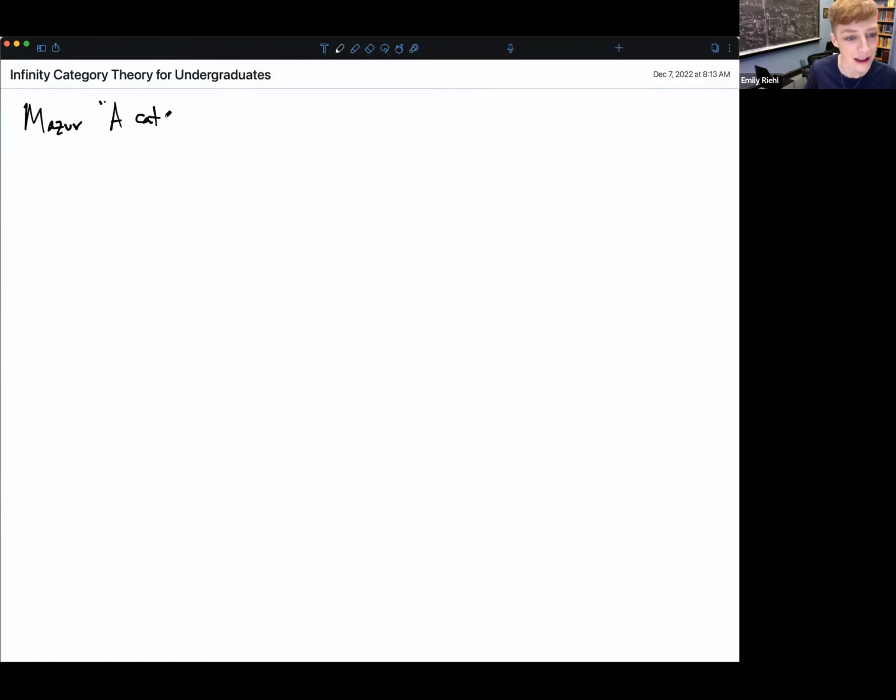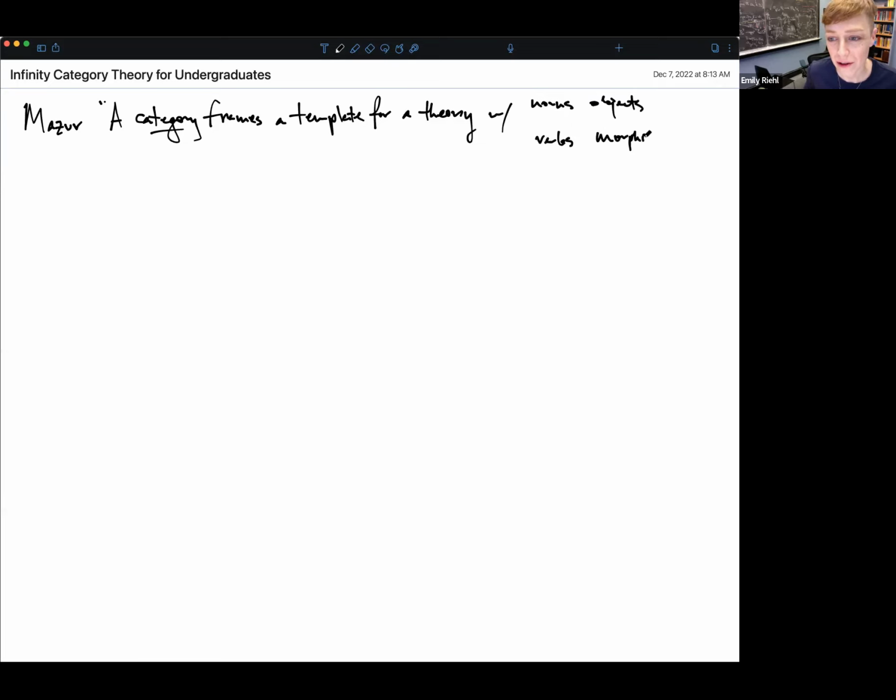So a category frames a template for a mathematical theory. Maybe we understood mathematics as the default context, so I'll just write for a theory. And the point is that this theory should always have nouns. These are the objects in a category, and also verbs, the morphisms in the category. So objects traditionally written something like A, B, a morphism is depicted as an arrow between two objects.